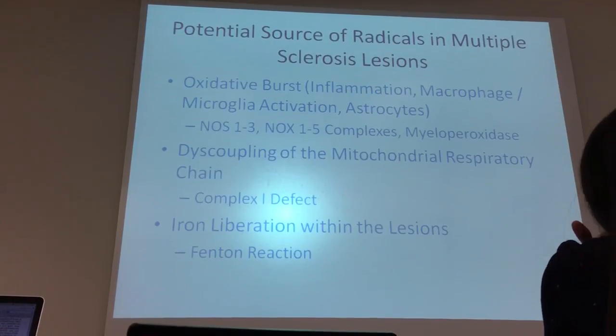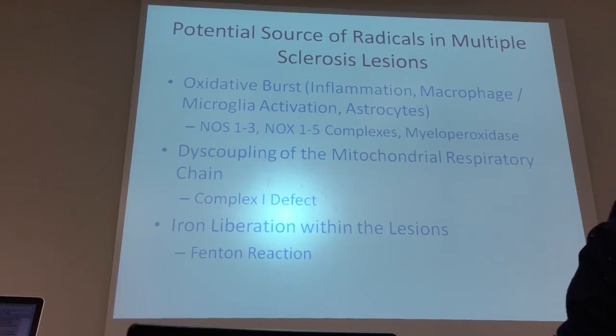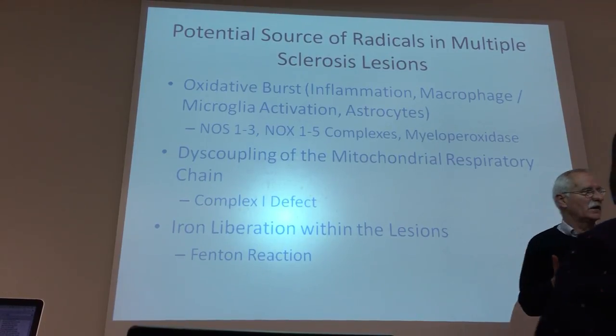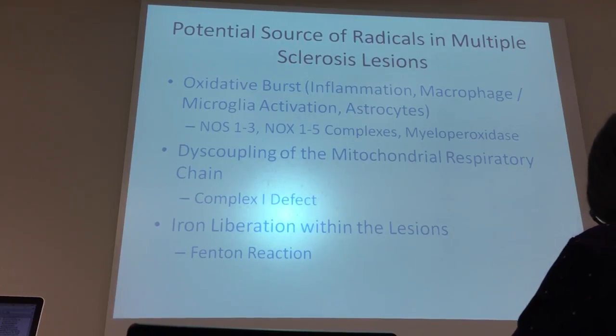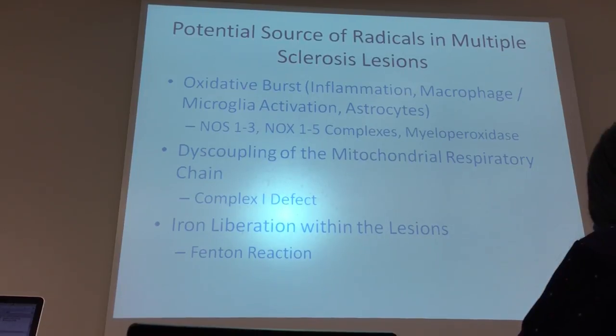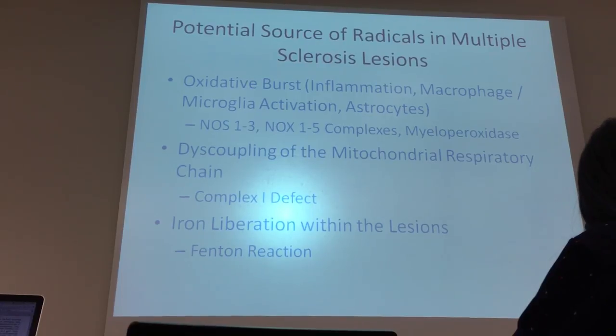The question is then, why do we have this profound oxidative injury? There are certainly three possibilities why that can happen. The first is that it may be driven directly by the inflammatory process. In that case, the inflammation activates macrophages and microglia, they go into the oxidative burst, and they produce enzymes which produce radicals, nitric oxide and oxygen radicals.